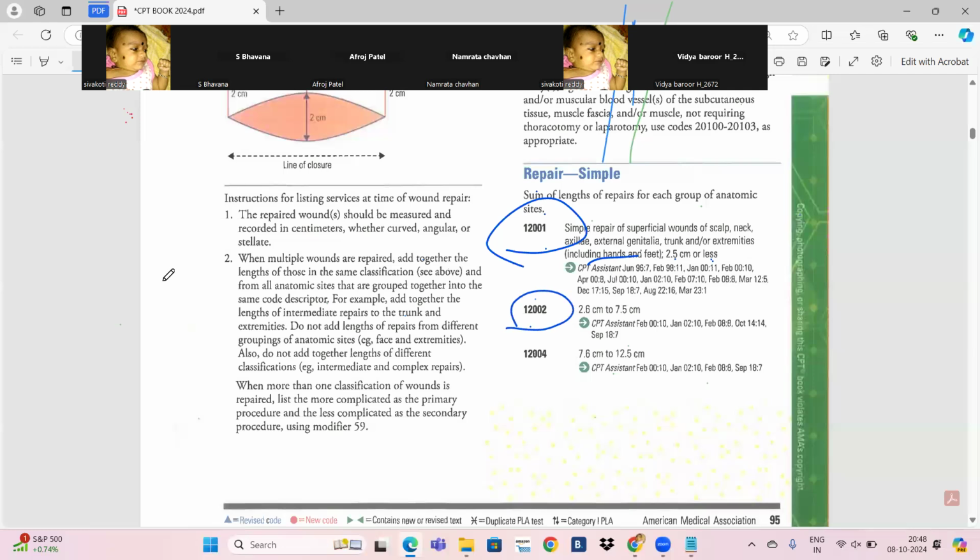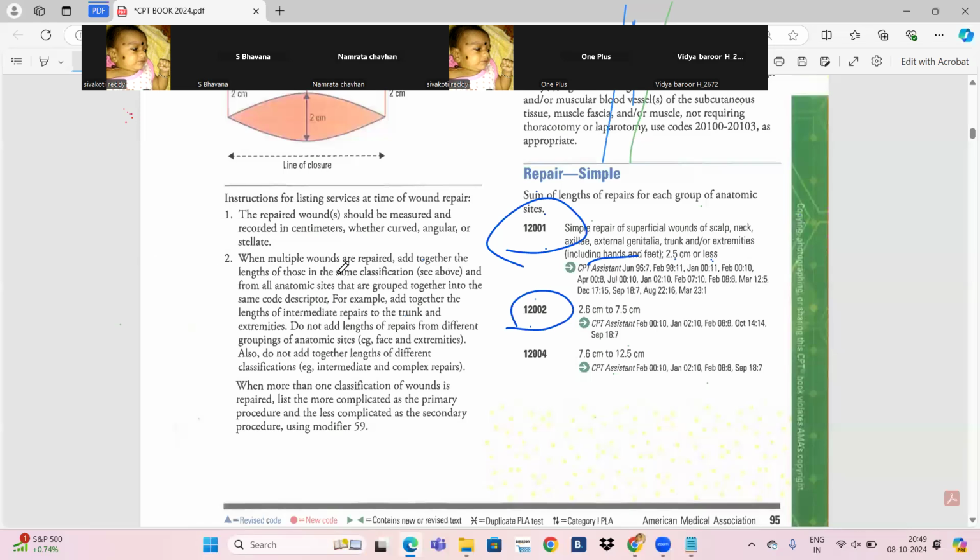So you need to check the anatomic site. If single wound, no problem. Remember, guys, single wound, no problem. Like one laceration they did, you check the size, where it was located. You will go with the anatomic site, you will get the code. When they perform multiple lacerations, that is the only problem.